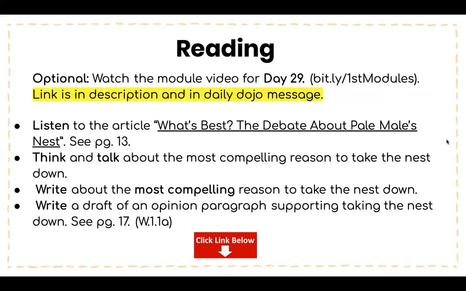For reading, you're going to watch the optional module video for day 29. You're going to listen to the article, What's Best? The Debate About Pale Male's Nest. You can either listen to it again or you can reread it to make sure that you remember. Now you're going to think and talk about the most compelling reason to take the nest down. You're going to write about the most compelling reason to take the nest down, as well as writing a draft of an opinion paragraph supporting taking the nest down.